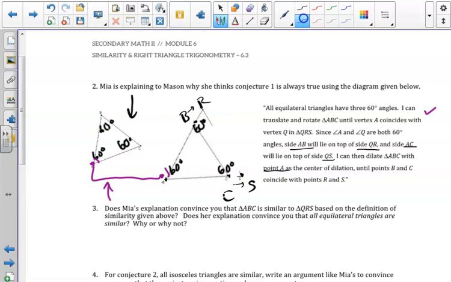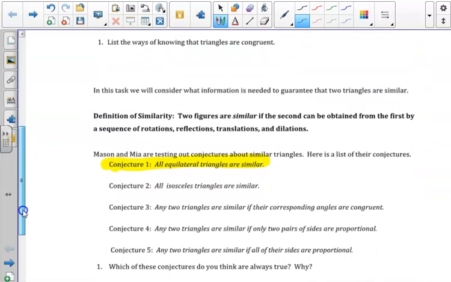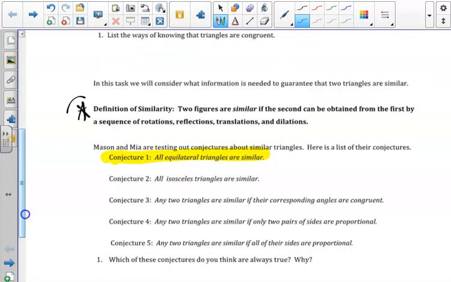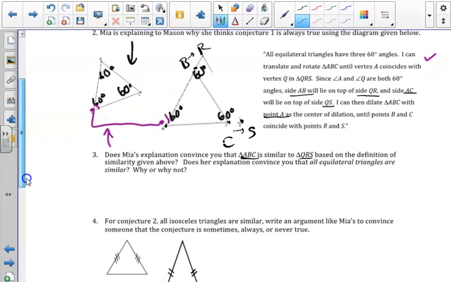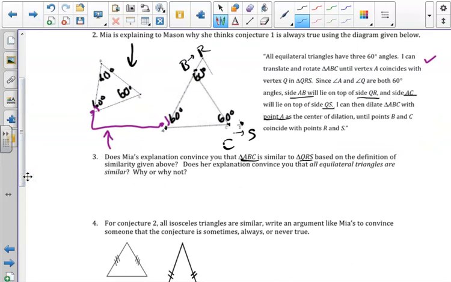In 3, we are asked if Mia's explanation convinces us for sure that triangle ABC is similar to triangle QRS, based on our definition of similarity from the previous page, which was here, that we've used in previous lessons. If we can translate that point A so that it lies on top of point Q, and we can dilate side AB so that B lies on top of point R, then the two triangles will be similar because we can show that they are congruent based on a set of transformations.